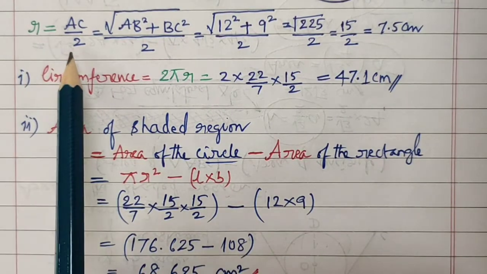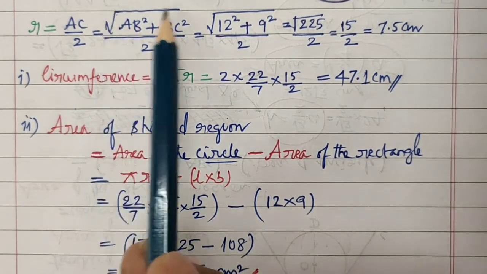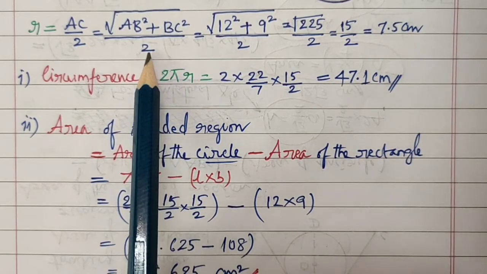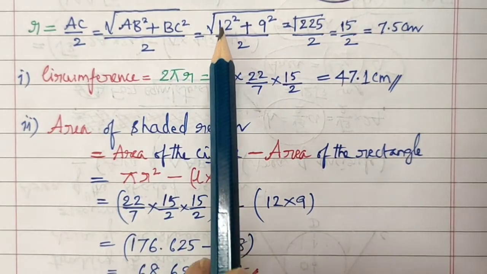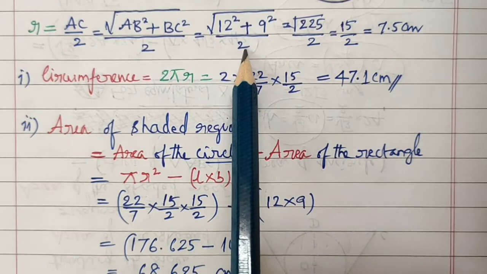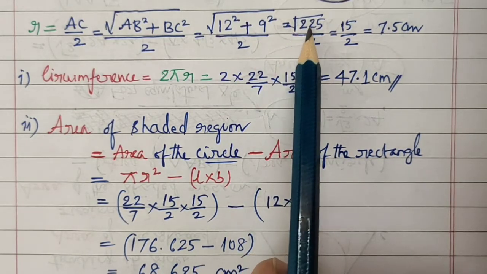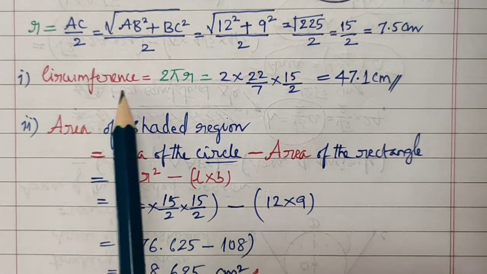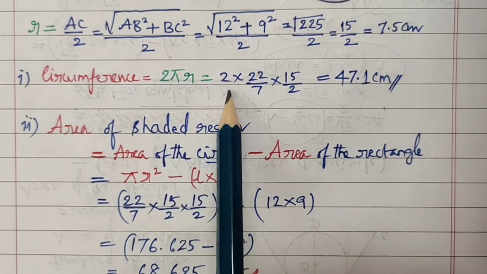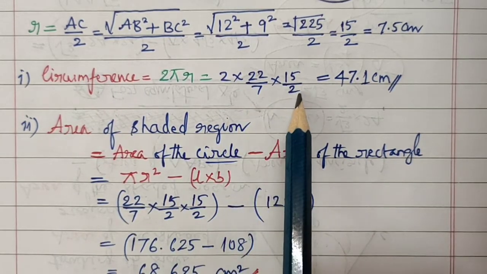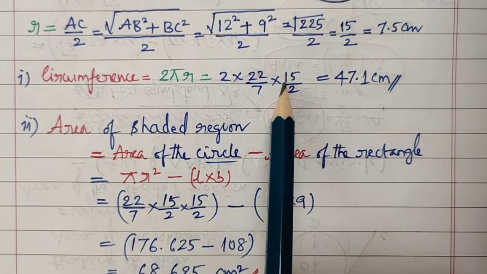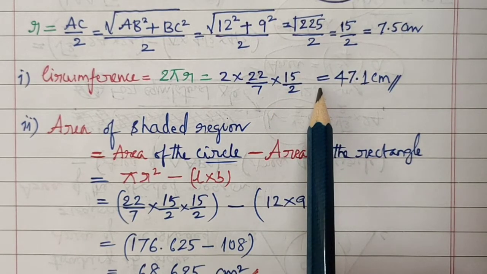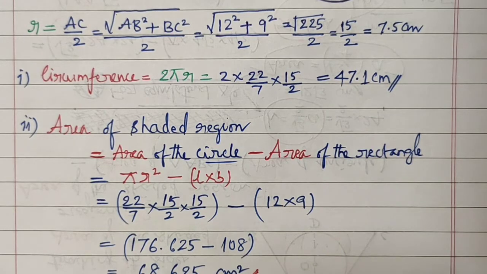So r is equal to AC divided by 2. AC is equal to square root of AB square plus BC square, divided by 2. That is equal to square root of 12 square plus 9 square divided by 2, that is square root of 225 divided by 2, 15 by 2, 7.5. Circumference is equal to 2 pi r, 2 into 22 by 7 into 15 by 2. This 15 by 2 we are using here. So the circumference is equal to 47.1 centimeters.